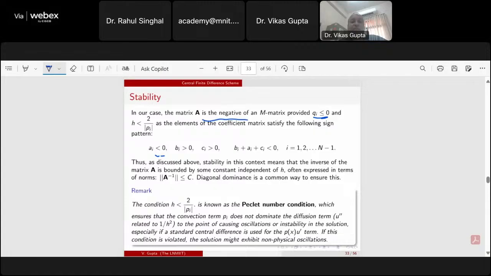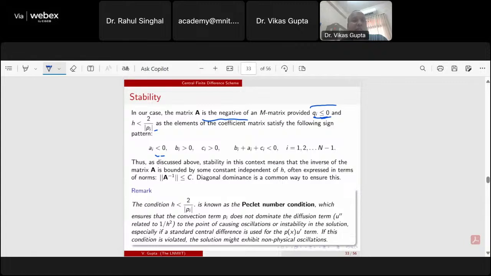Thus, as discussed above, stability in this context means that the inverse of the matrix A is bounded by some positive constant independent of h, such that the norm of A inverse is bounded by C. So it ensures the stability of the constructed finite difference scheme. And that stability is ensured under the condition Qi less than or equal to 0 and h less than 2 upon mod Pi. Note that this condition h less than 2 upon mod Pi is known as the Peclet number condition, which ensures that the convection term Pi doesn't dominate the diffusion term.